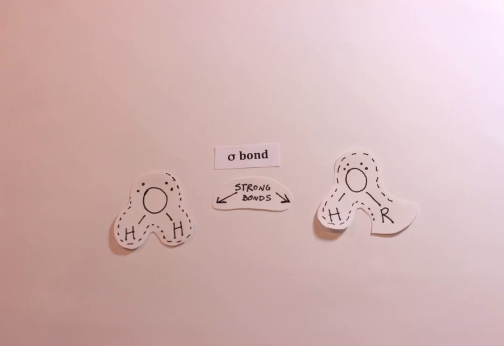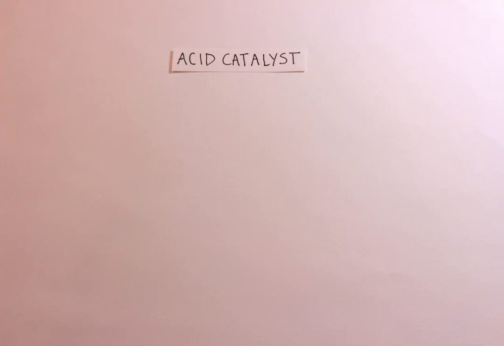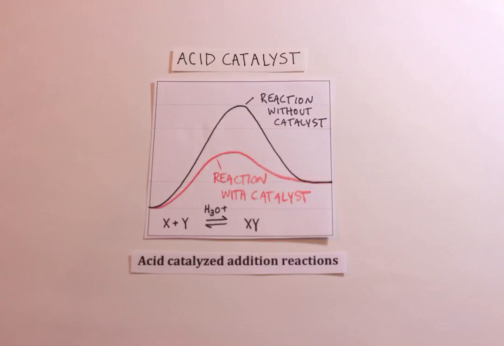This interference can be removed through the use of an acid catalyst. A catalyst is a chemical entity whose presence accelerates the rate of a reaction without being used up. Chemists often write the catalyst formula above or below the reaction arrows in a chemical equation.